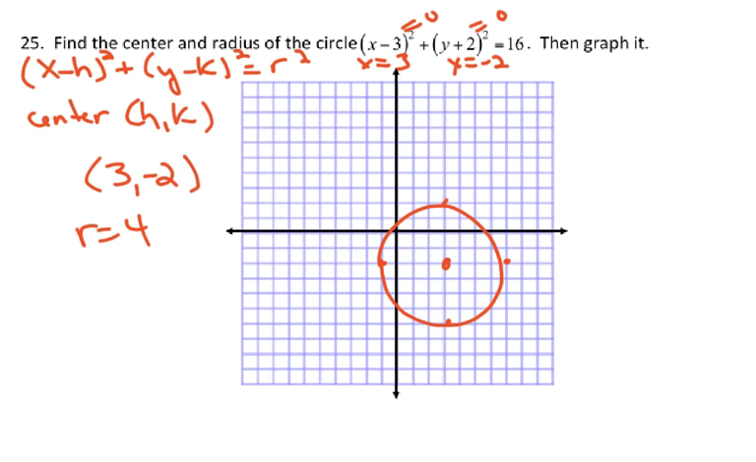Now, on the final, we're not going to ask you to graph this. However, we may ask you which graph is the graph of that equation. And you need to make sure you know what the correct center is and what the correct radius is.